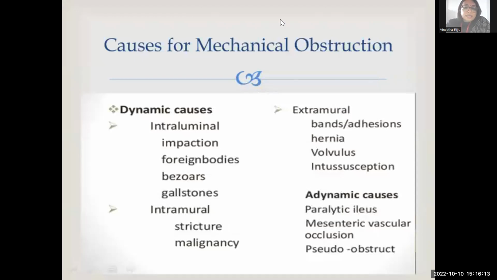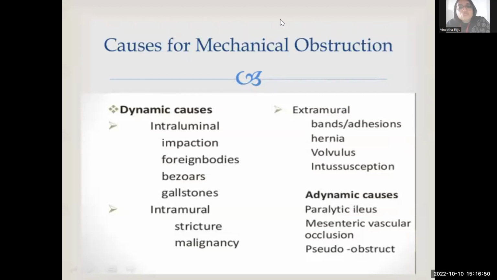The intraluminal, that is within the lumen, the reasons can be because of an impaction like stools or some foreign bodies or some gallstones, or intramural, within the wall of the intestine. It can be a stricture, when there is actually less space between the two walls of the intestine. For some reason, at that point the walls have come more close together. You call it a stricture, or it can be a malignancy. It can be because of cancer, right?